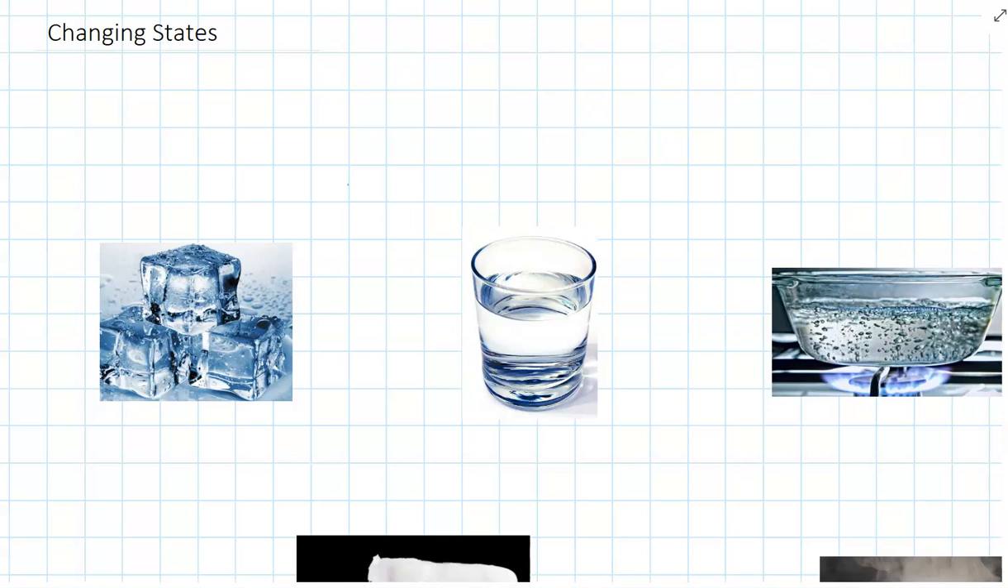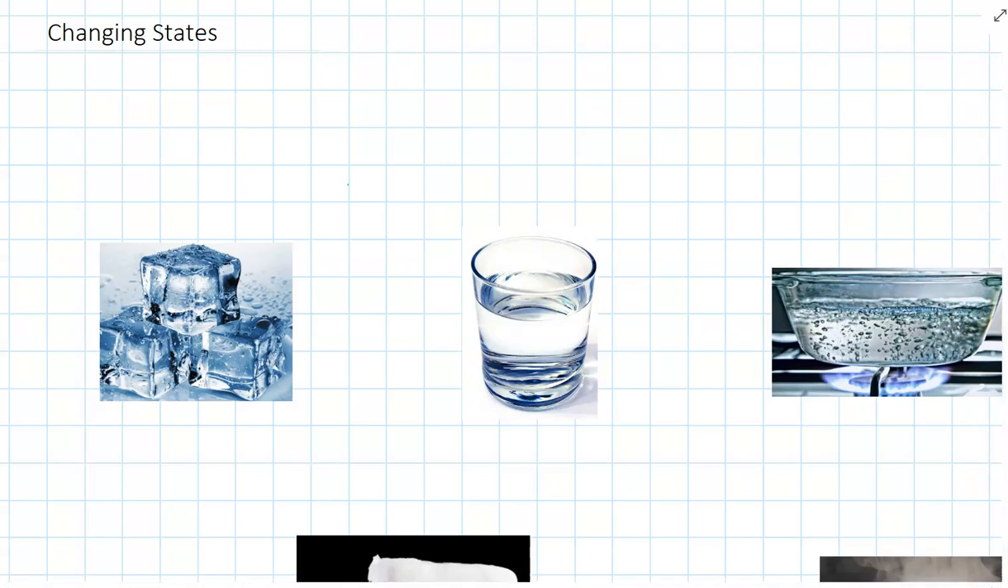So we've learnt about the different states of matter, and now we're going to look at how you can change the state of matter of a material. And the most important thing to remember when we're changing a state of matter is that it uses heat.